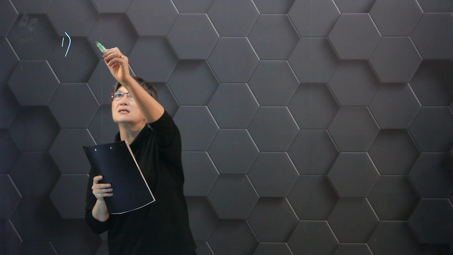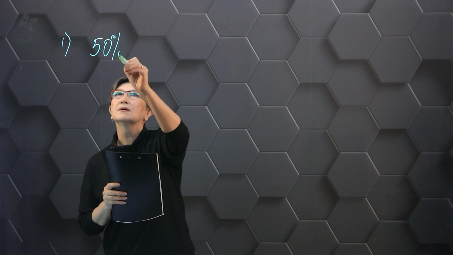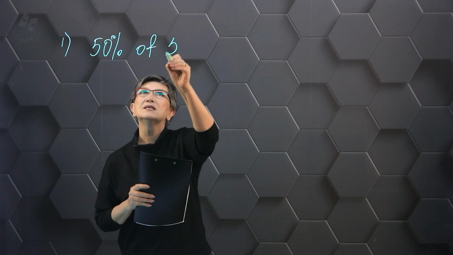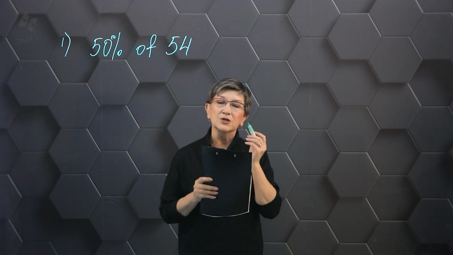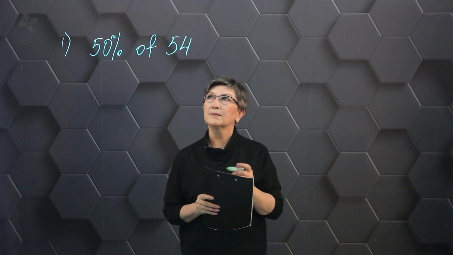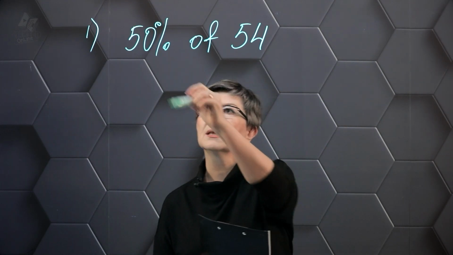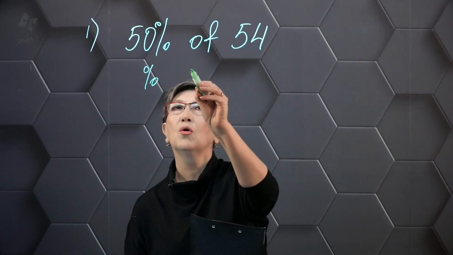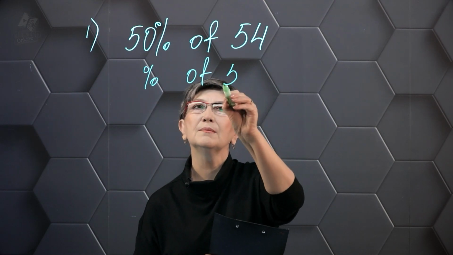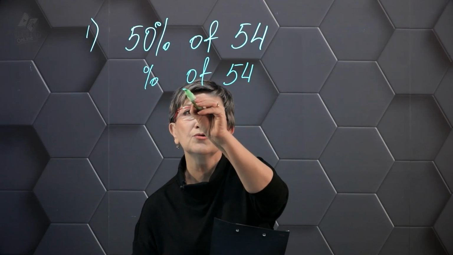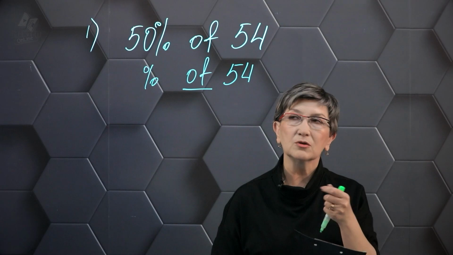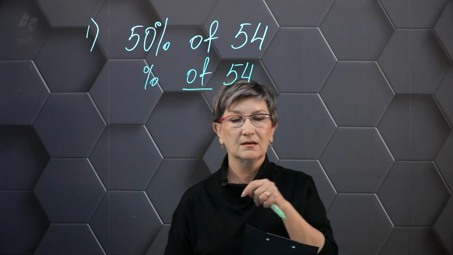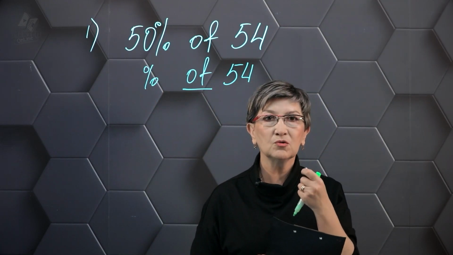The first problem: we need to find 50% of 54. That is what we need to pay attention to. So let's write down for ourselves what we need to find. We need to find the percentages of the number 54. The key is "of", which means we need to find the percentages. Let's remember what we need to do for that.